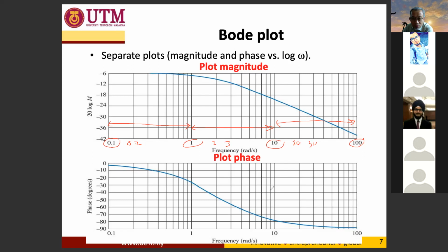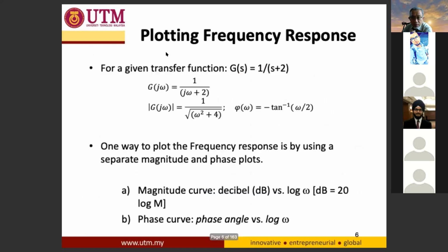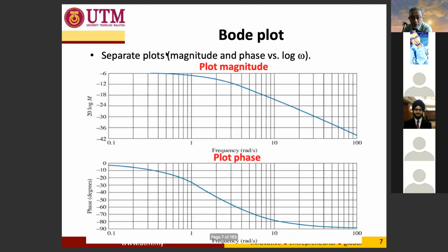The phase plot is similar, but the difference is that the phase is in degrees, and this one is in decibel, which is 20 log magnitude. This plot refers to the sample just now, the transfer function of 1 over s plus 2.